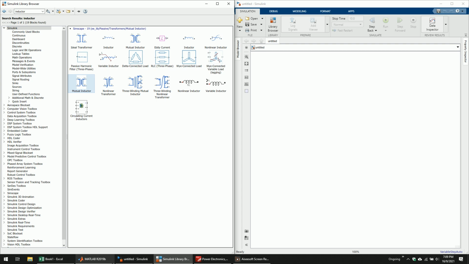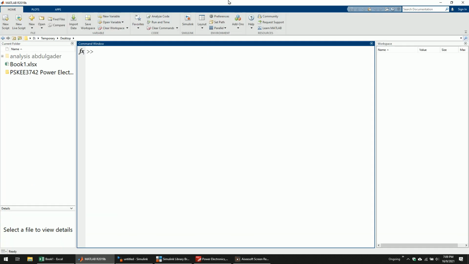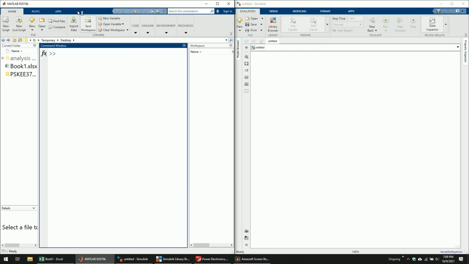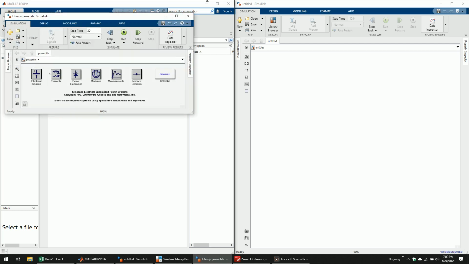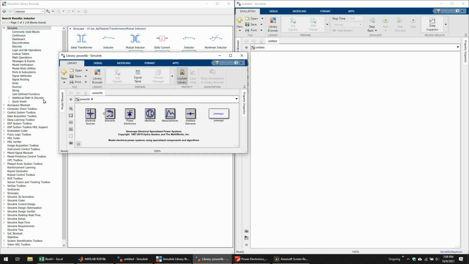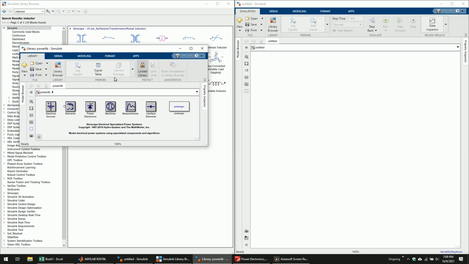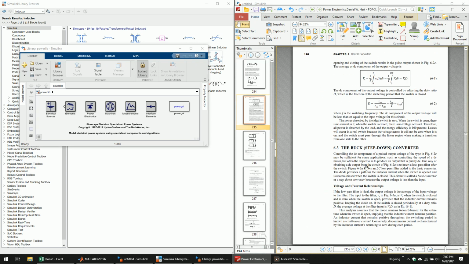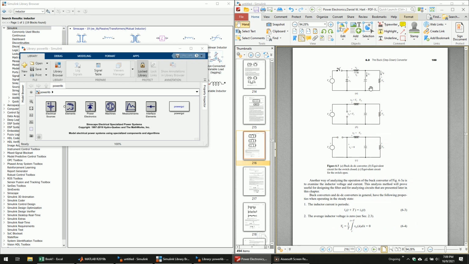To avoid this confusion, I suggest you open back the MATLAB and write power lib, which means you only open the power library. So this is the power library. Make sure you only use the power library as well as Simulink. How to design it? First, of course, if you check back the buck converter, you need to have all of these components.